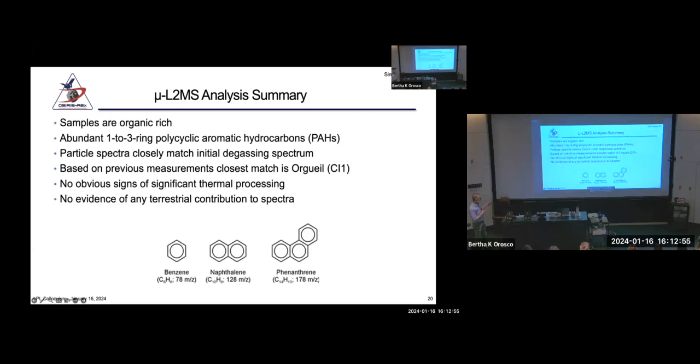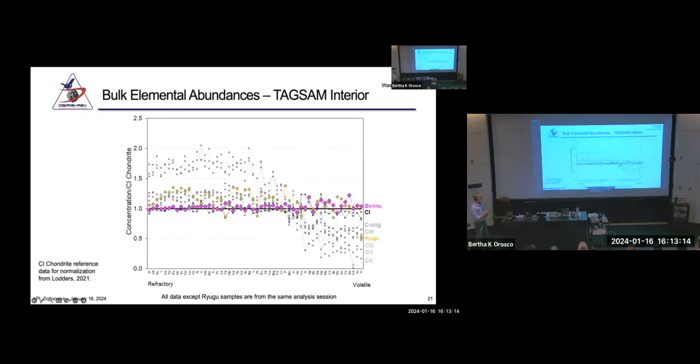It looks pretty clean, no signs of thermal processing. So the polycyclic aromatic hydrocarbons tend to get more carbon rich and hydrogen poor as they're heated and processed. We don't see really any indication of that, and no terrestrial contributions to the spectra as well. So I think we have a clean sample, organic rich, just as we hoped. Let's take a look at the bulk chemistry.